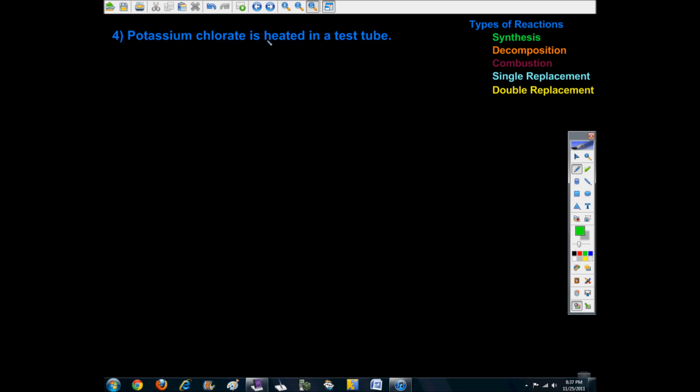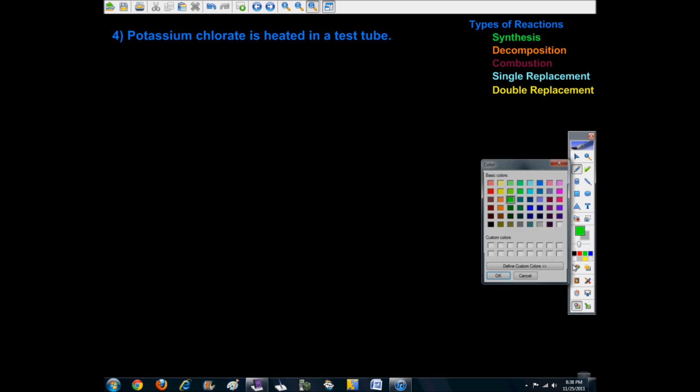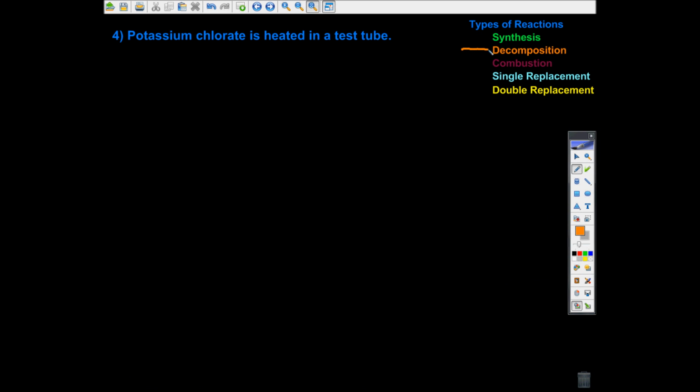Right then and there you should think, okay, I have one thing, what possibly can happen if I heat this one thing up? Well, it's already a compound, so it's probably not going to interact with anything in the air. It's going to split apart. And in this case, you're going to have a decomposition reaction. So we're looking at that one right there, decomposition, because there's only one thing. And when you heat a compound, it's going to decompose.